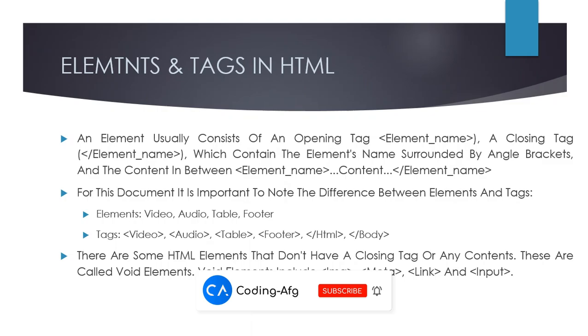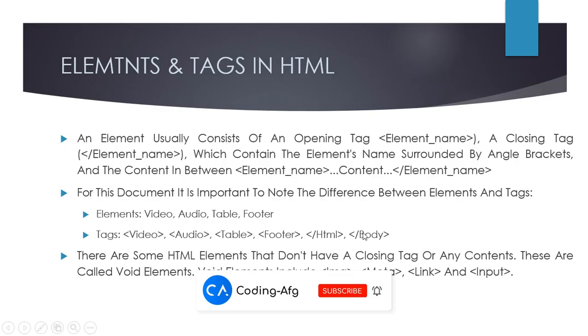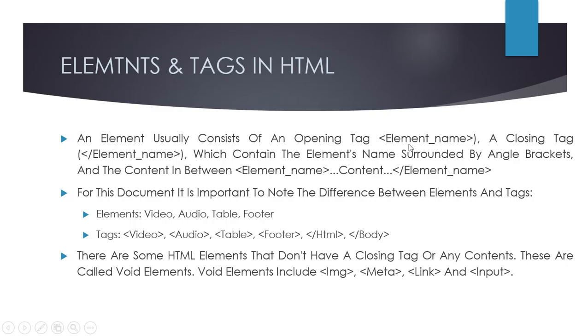So an element usually consists of an opening tag. What? Opening tag. Like this. Here you can see we have the element name. First, we have to write these angle brackets. Then the element name. In HTML, any element has its own name. Like we have video, audio, table, footer, HTML, body. Like an element name like this.